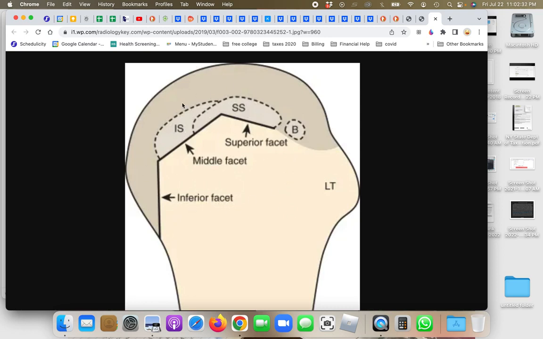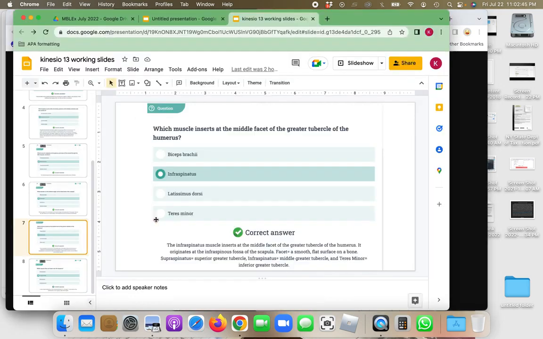Greater tuberosity. Superior facet for the supraspinatus. Middle facet for the infraspinatus. Inferior facet for the teres minor. Whoo-wee, that's a lot.